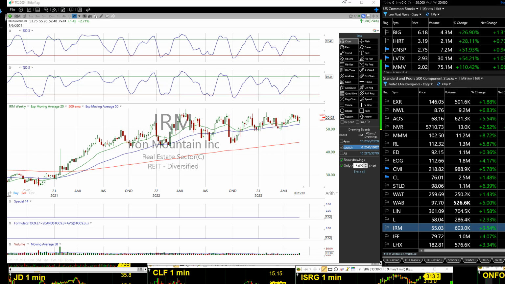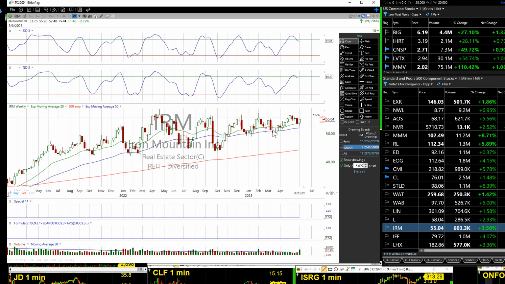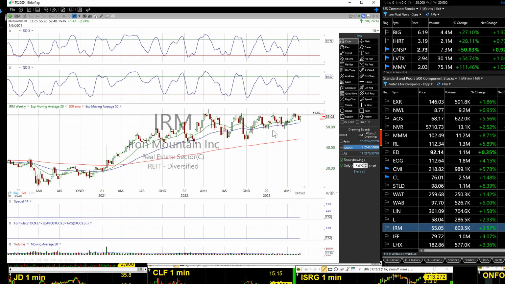Iron Mountain, you can see Iron Mountain on the weekly. Looks like it's going to break out here soon. So mark that down as a breakout play coming up. I've seen this chart before, and this is really good. That's a nice looking chart.